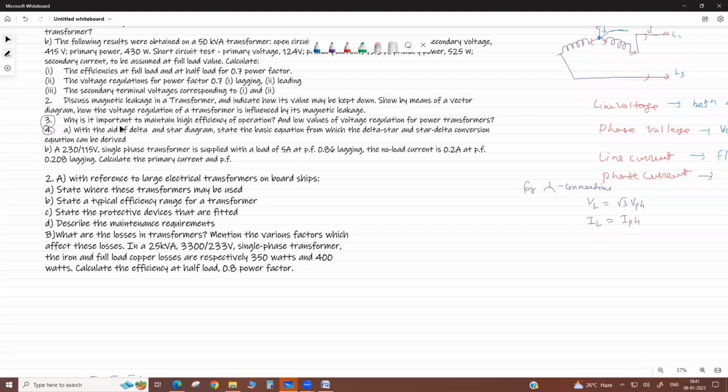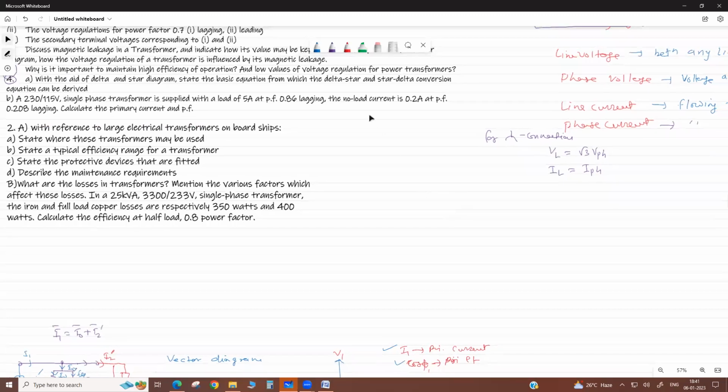Now we come to part B. This is 4 part B. Here it is a 230 by 115 volt single phase transformer supplied with a load of, so there is a load current on the secondary. That is, load current means it is the secondary current. Okay.